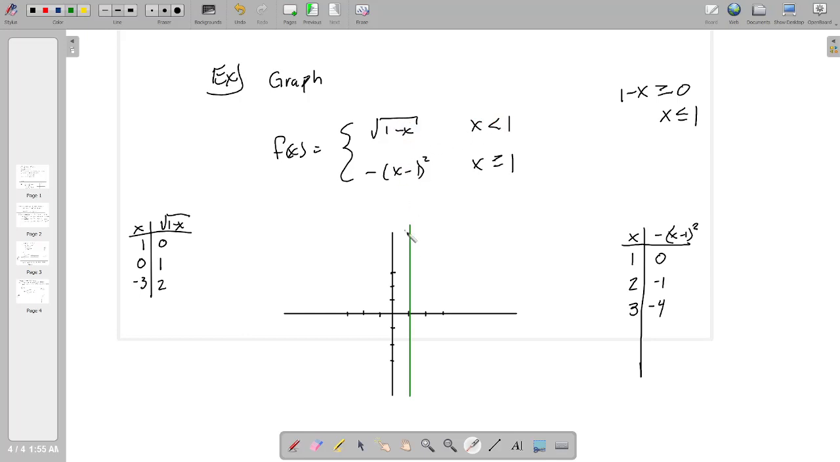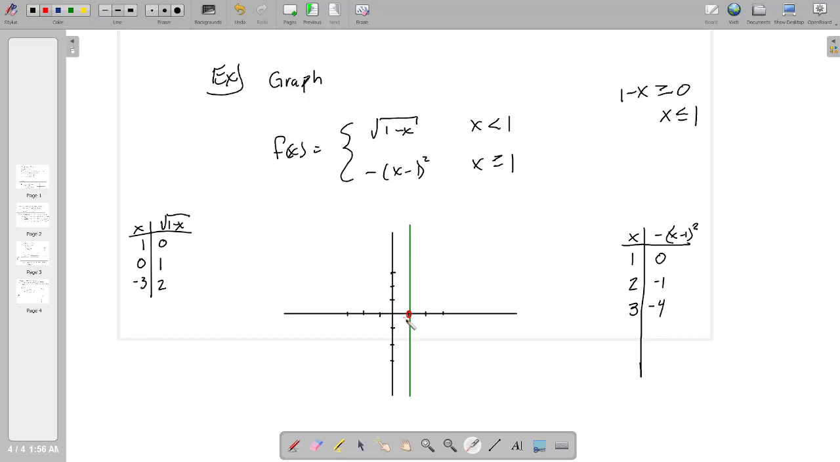Right? So if we're to the left of this green line, we're going to be graphing this function. If we're to the right of this green line, then we're going to be graphing this function. Now, on the left side over here is this top function, so that's what I'm going to graph first. Now remember, 1, 0 is a part of this graph, but it's actually not touching this point. 1 is not a part of the region in order to use the first function. So since 1 is not here, we draw an open circle.